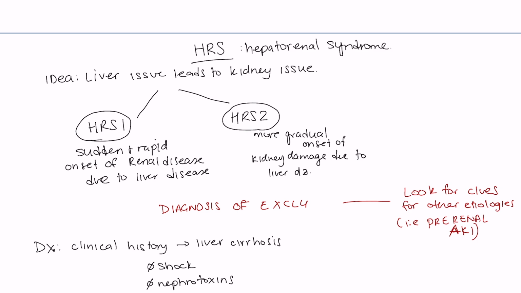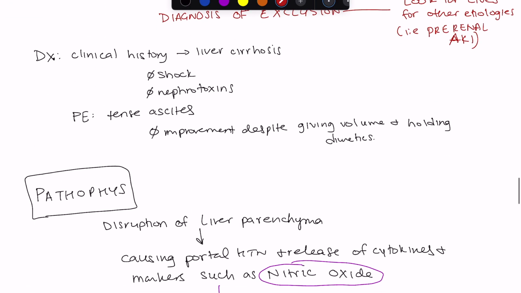The way that we diagnose HRS is that there's a clinical history of liver cirrhosis, absence of shock, absence of nephrotoxic agents, and absence of any other underlying kidney disease etiologies. There's no improvement in symptoms after giving volume and holding diuretics. We can often see ascites on the physical exam, sometimes tense ascites.